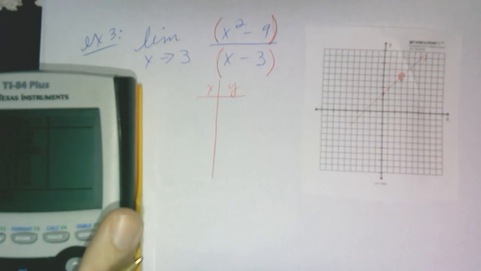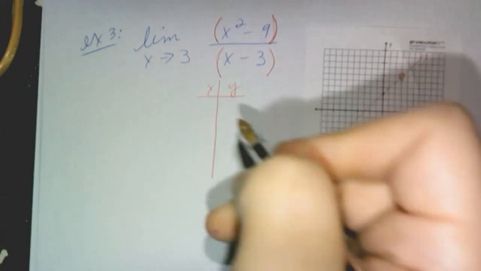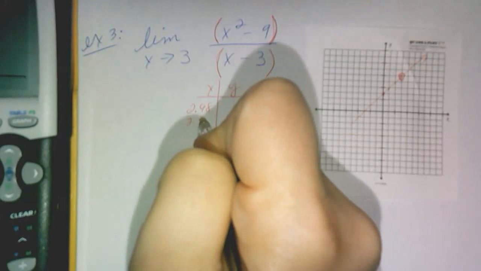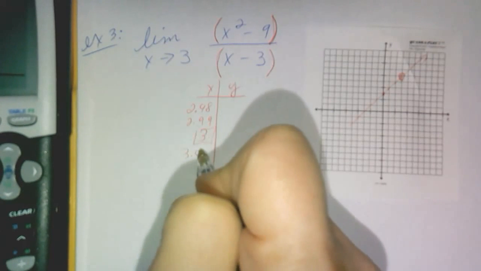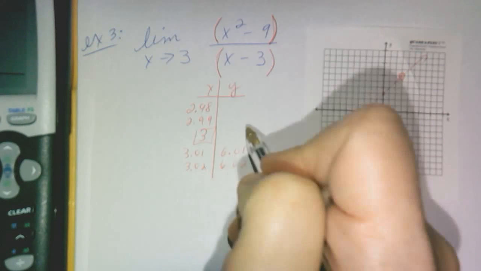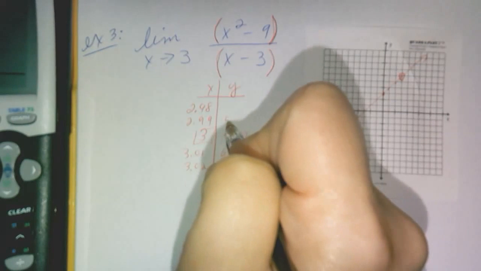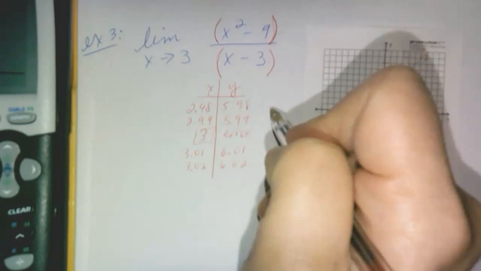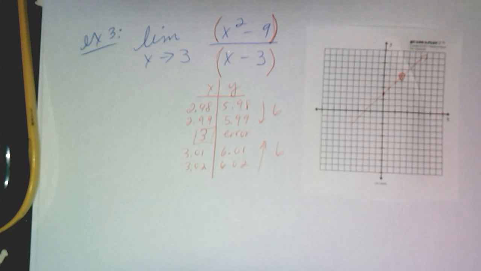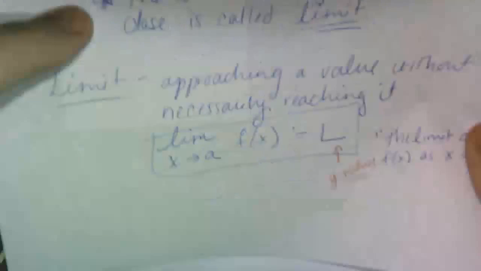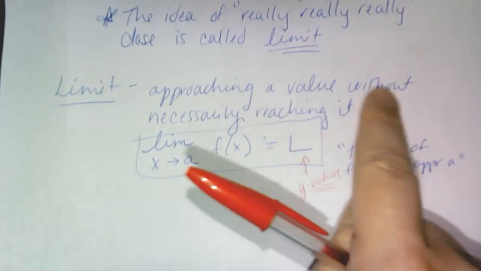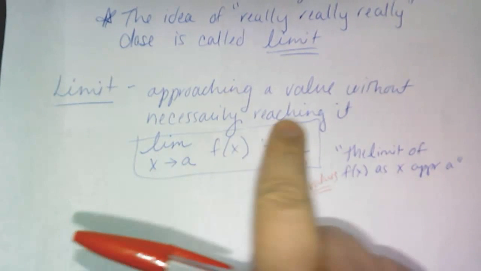Holes are okay, actually, with limits. So if I'm looking at my table of values, 2.98, 2.99, 3.01, 3.02, I am approximately approaching what value? Even though it says error, what value? Okay, so let me tell you why. Look at this definition again. The definition for limit: limit is approaching a value without necessarily reaching it.